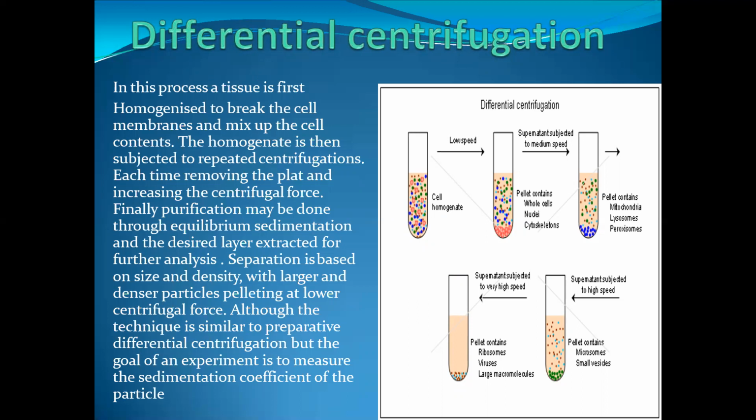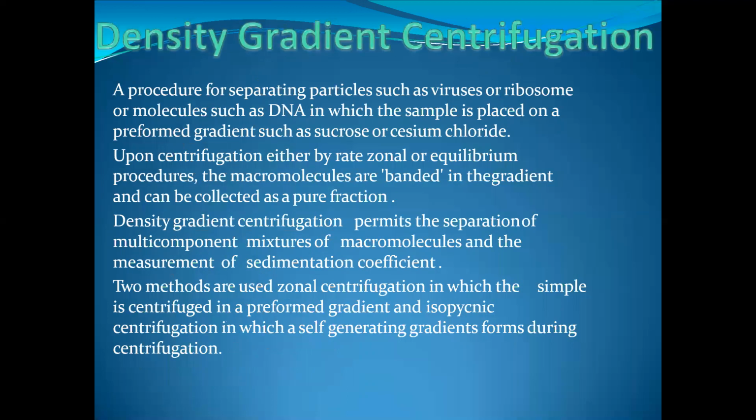Although the technique is similar to preparative differential centrifugation, the goal of the experiment is to measure the sedimentation coefficient of the particle. Then density gradient centrifugation. It is a process for separating particles such as viruses or ribosomes, or molecules such as DNA, in which the sample is placed on a preformed gradient such as sucrose or cesium chloride.